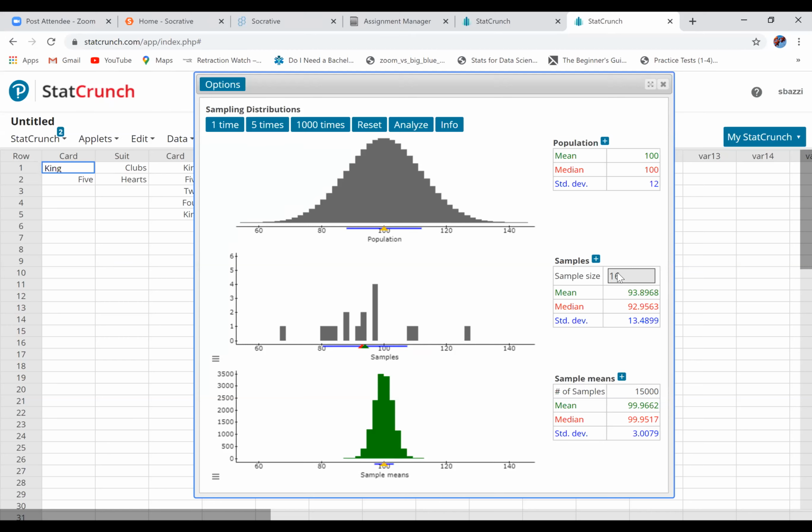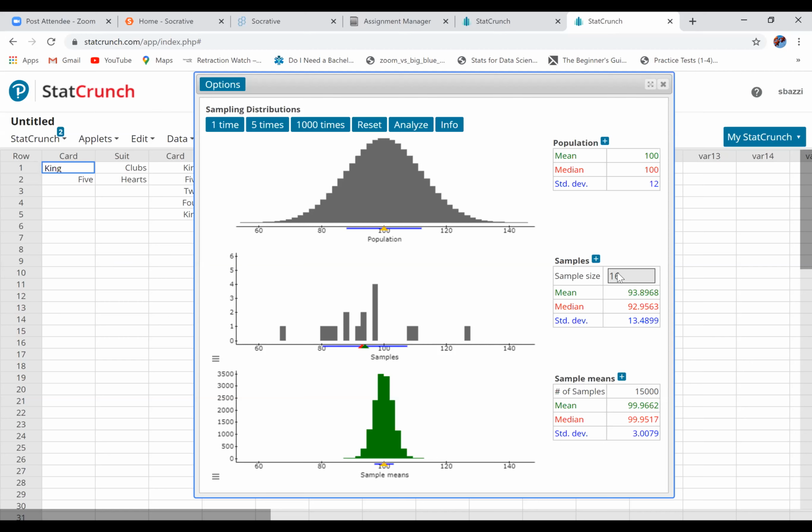The population has a mean of 100 and a standard deviation of 12. Look at the population of the sample means. It has a mean of 100 as well. This is 99.966, but eventually it will balance out to 100. So it's very close to 100. Now watch the standard deviation, without even looking at the 3 right here.